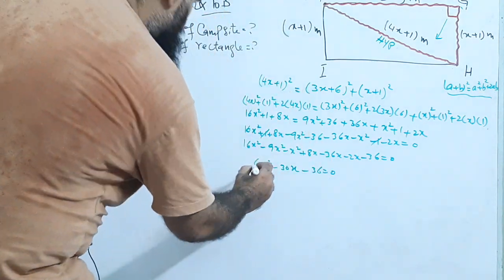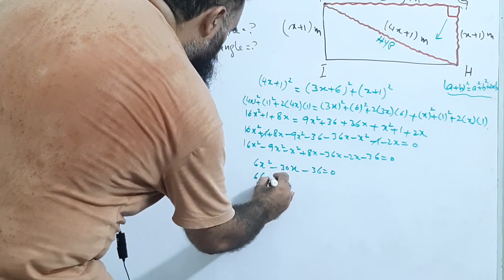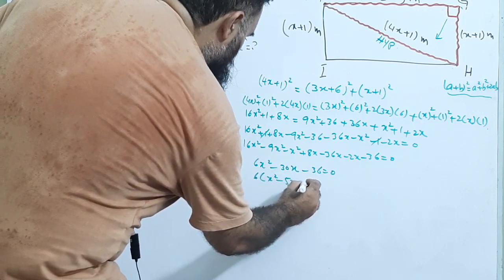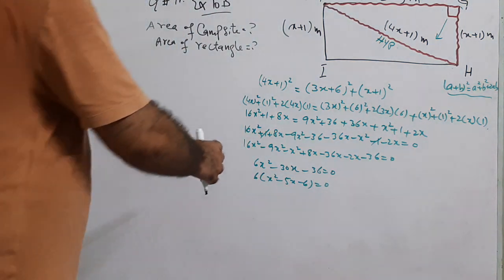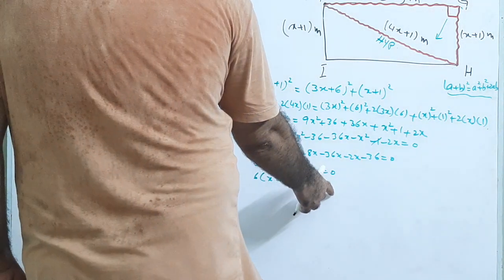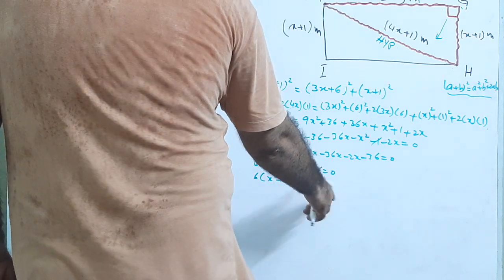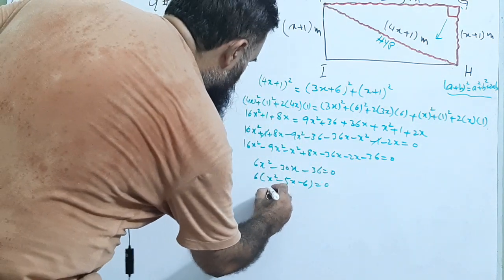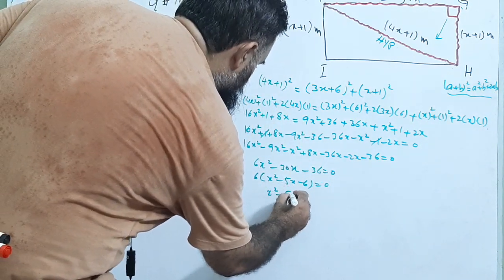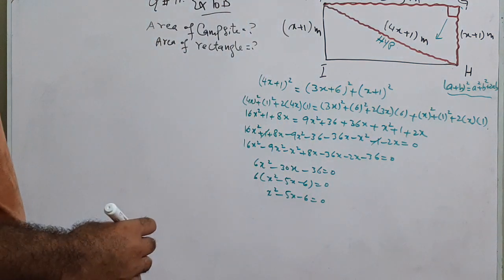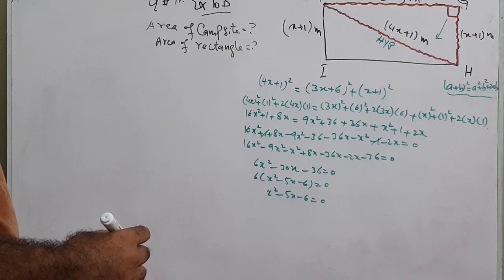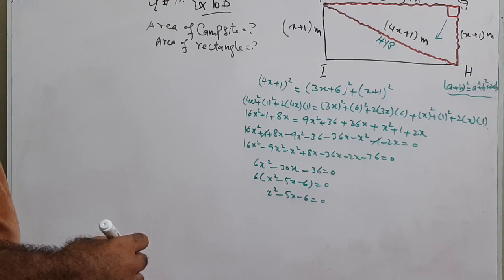Now we will take 6 common out of this equation. It becomes x square minus 5x minus 6 is equal to 0. So 6, when it goes to the other side, it will be divided, so it becomes 0. So x square minus 5x minus 6 is equal to 0. Now we will be solving this quadratic equation. We need to find out the value of x.